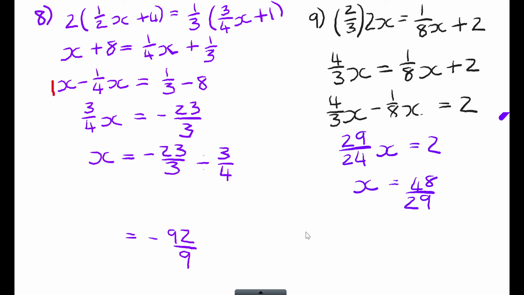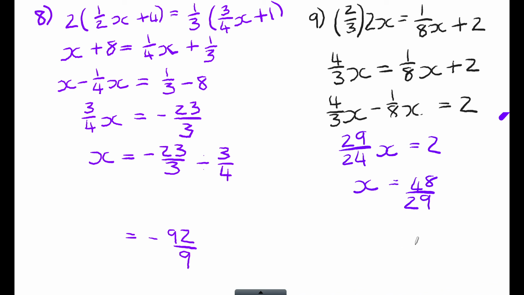So 1x minus a quarter x will give you 3/4 x, and a third minus 8 is going to give you minus 23/3. Now I've got to get rid of the coefficient, so if I take it to the other side, it's going to become divided by 3/4, and that gives you minus 92/9. Remember, we use our calculators for this, no?